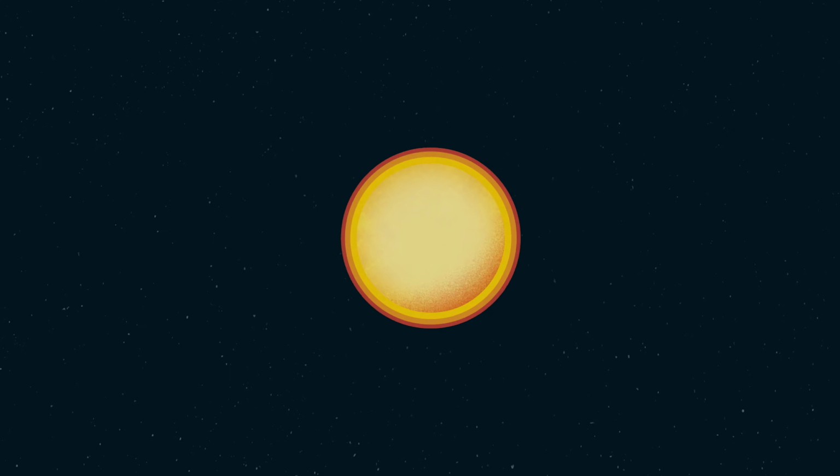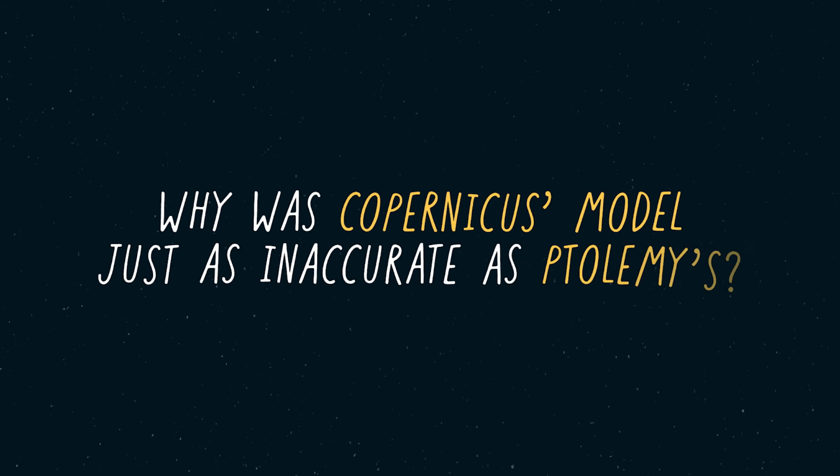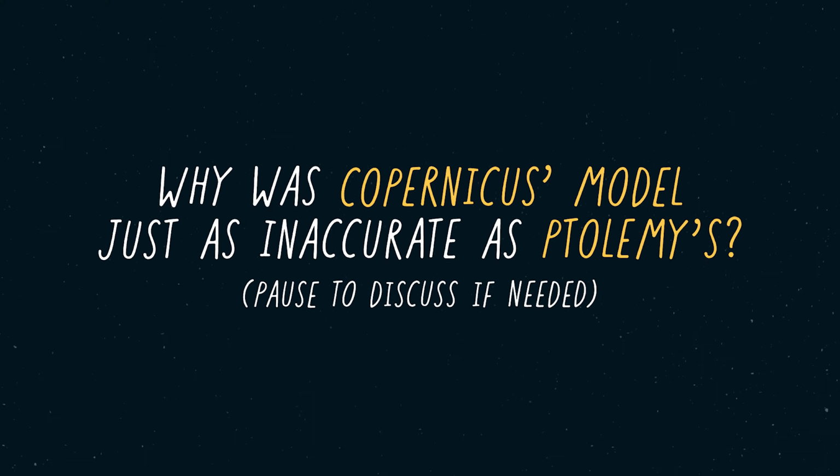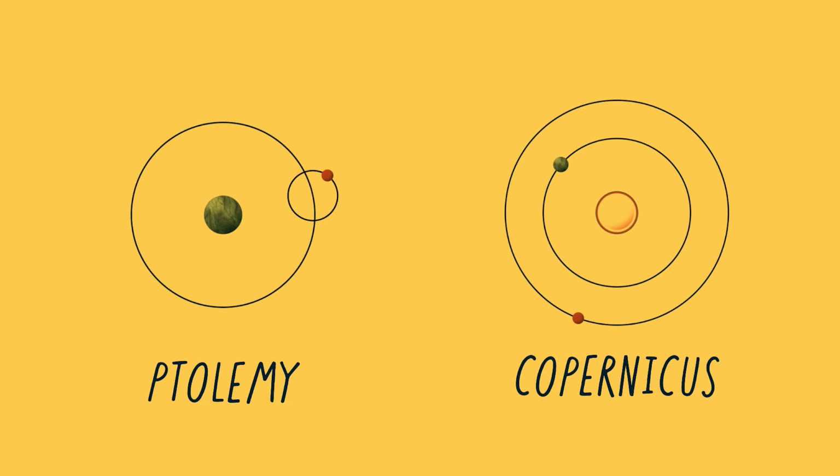Today, we know that the Sun is at the center of the solar system, so why didn't his model work? Why was Copernicus's model just as inaccurate as Ptolemy's? Both still believed that celestial bodies needed to move in uniform circular orbits, but what if they didn't? Enter Johannes Kepler in the 1600s.